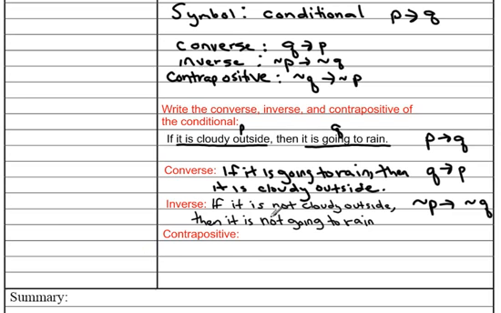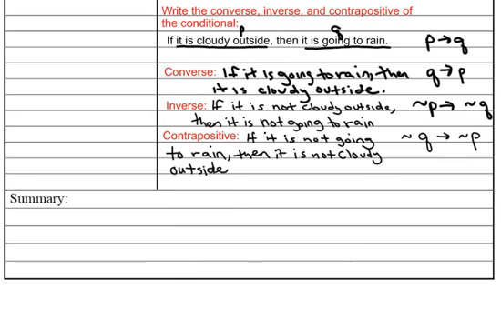And then the contrapositive says we take our P and Q and flip it, and then we negate both our Q and our P. So it's going to read, if not Q, then not P. So if it is not going to rain, then it is not cloudy outside.